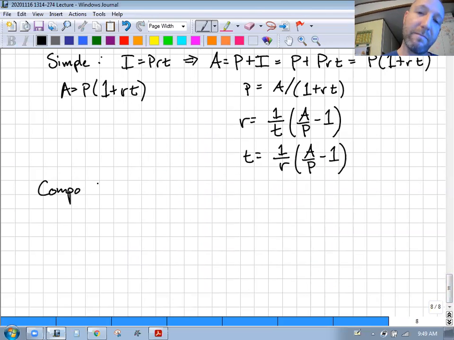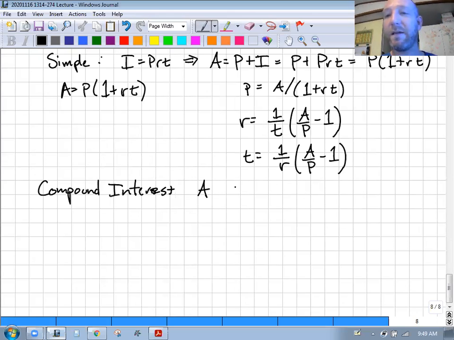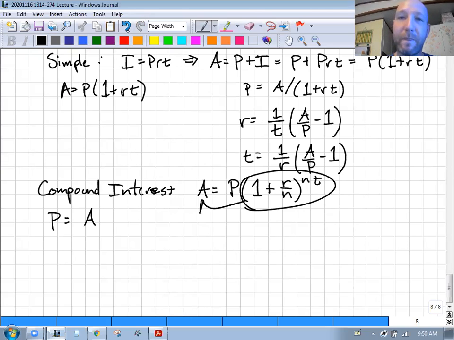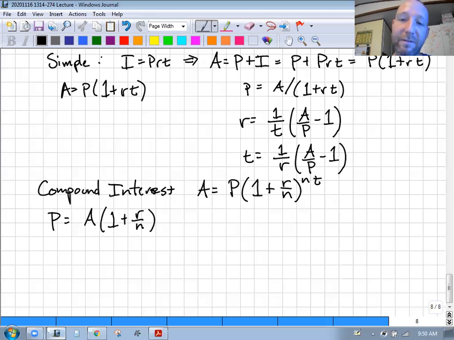All right. Then we have compound interest, right? A equals P times 1 plus R over N to the NT. But what if they ask you for the principal? They give you the amount, you have to find the principal. Well, it would be A divided by all of this. Dividing by it is the same thing as having a negative exponent. So if they give you the amount and they want you to find the principal, you use that formula.